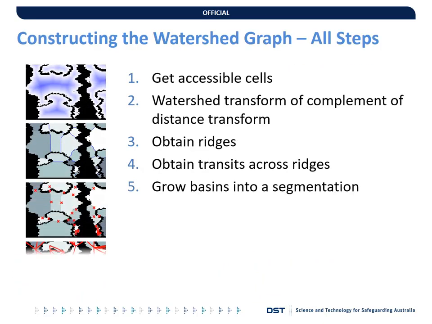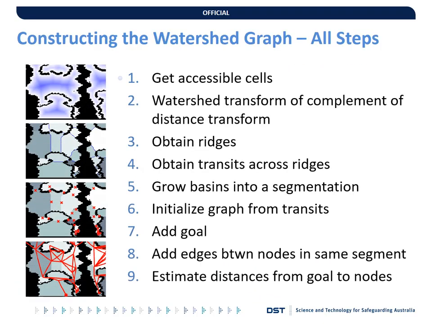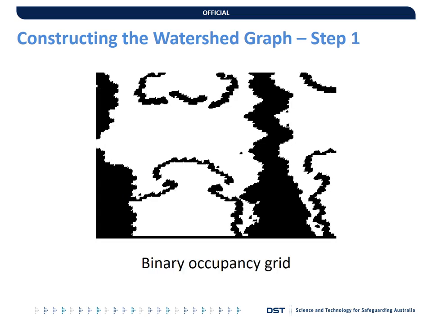There are 9 steps to construct a watershed graph, as written out here. We will work through each step. Step 1. We restrict attention to a single connected component of accessible cells, generally the largest one in the terrain. That's because if the source and goal are in different connected components, then we know that there is no path between them.